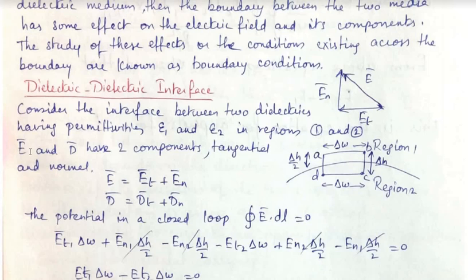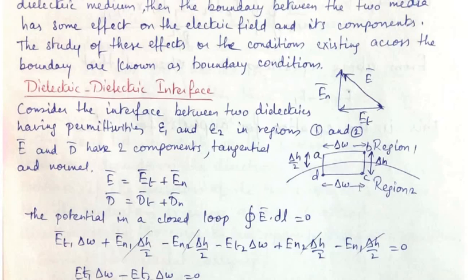The electric field intensity and the electric flux density have both the components, that is the tangential components and normal components. So E can be written as the sum of the tangential component and normal component, that is E is equal to ET plus EN. Similarly, D is also equal to DT plus DN.